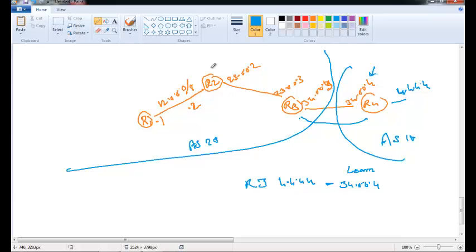Now R3 and R2 are IBGP neighbors. Likewise, R3 and R1 is also an IBGP neighbor, full mesh. R3 and R1 is also neighbor. R2 and R3 is also neighbor. R1 and R2 is also neighbor. So full mesh. BGP is running everywhere. IBGP to this router, and it is EBGP to this router.